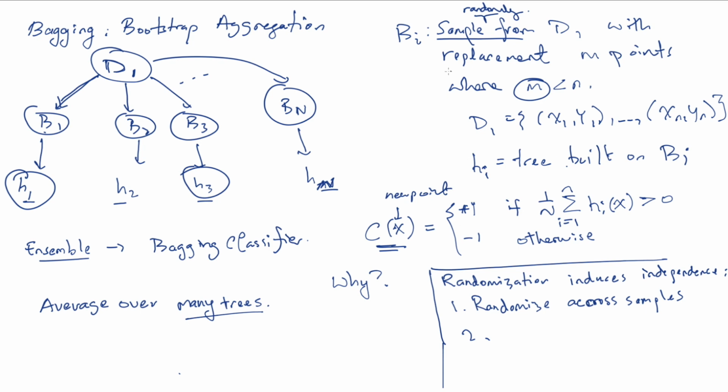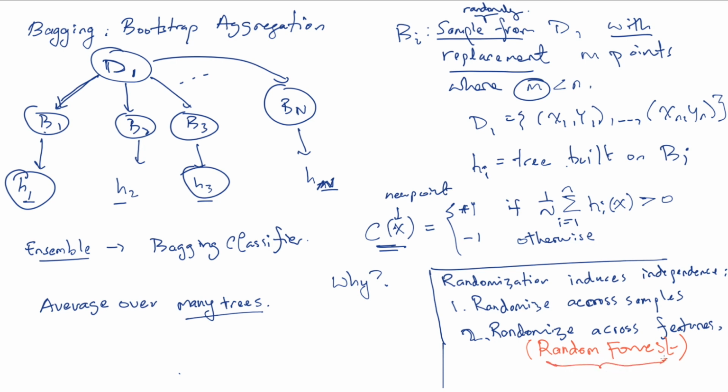And the idea that we do with replacement gives us more data to work with, and so somehow you get even more independence. And the other way that is common is randomize across features. And this idea here is a little bit more advanced, but it is basically the difference between bagging trees and random forest.